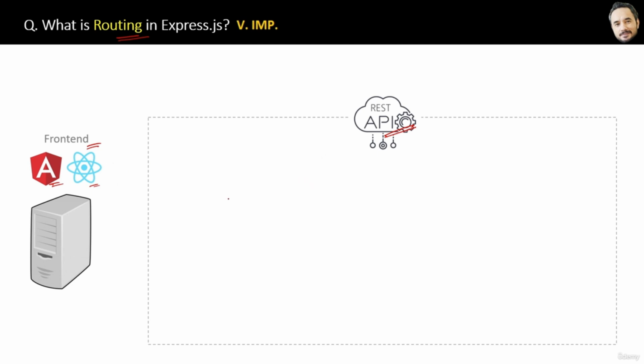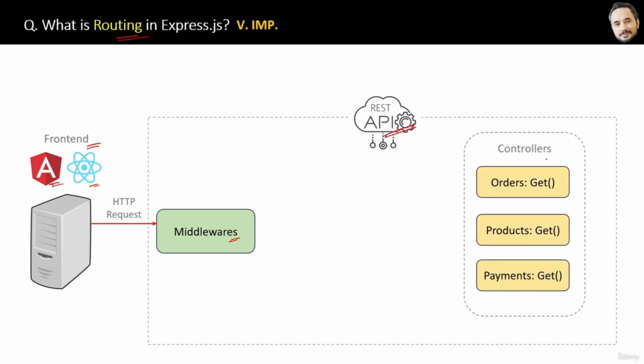Now the HTTP request will come from the front end, and inside the REST API it will first hit the middleware. Now suppose our application is an e-commerce application, and for that we have controllers like orders, products, payments, etc. Anything related to e-commerce. Then inside the controllers we have these get orders, post orders, various methods. Now the question is how it will be decided which kind of request will go to which controller method.